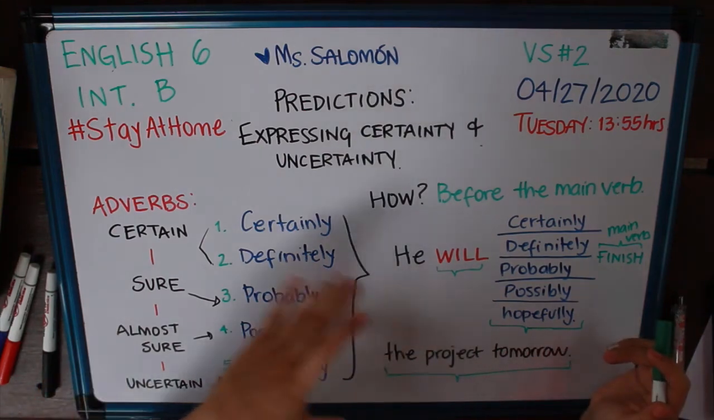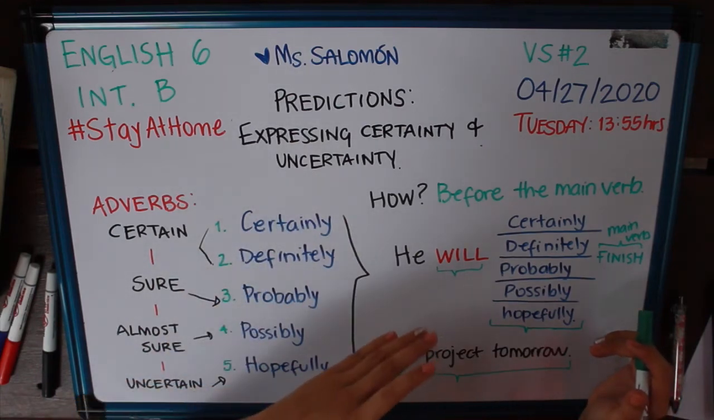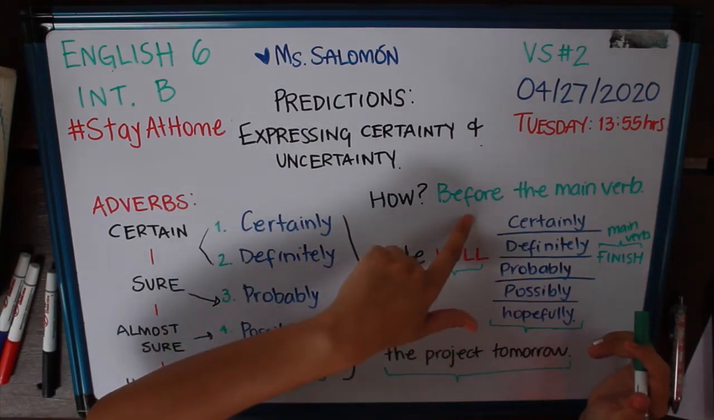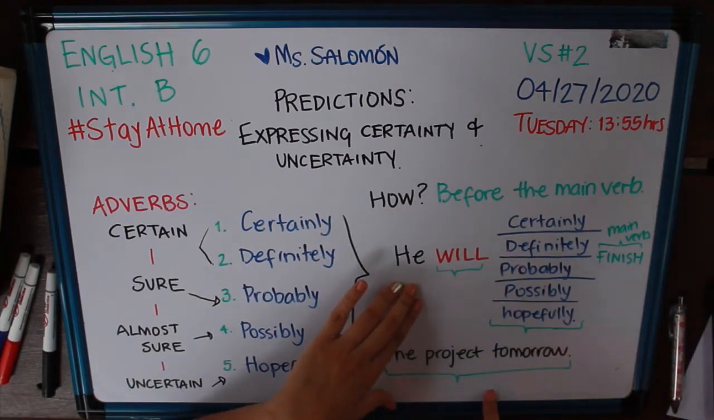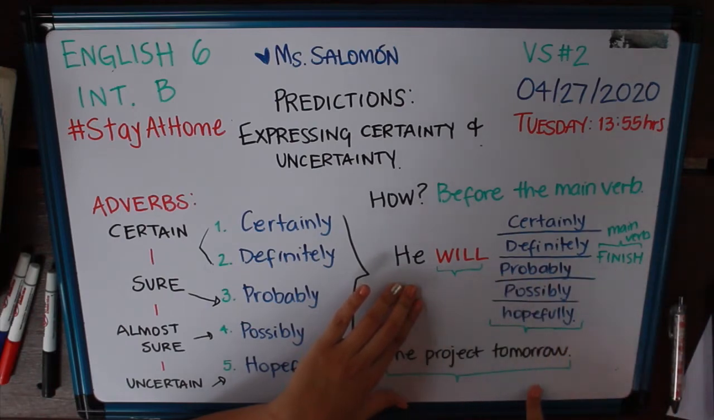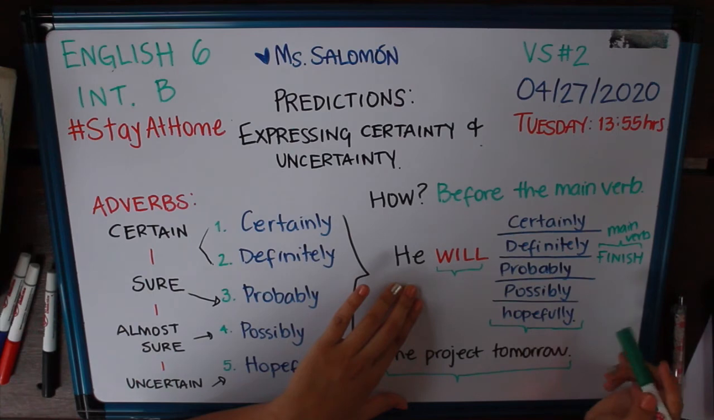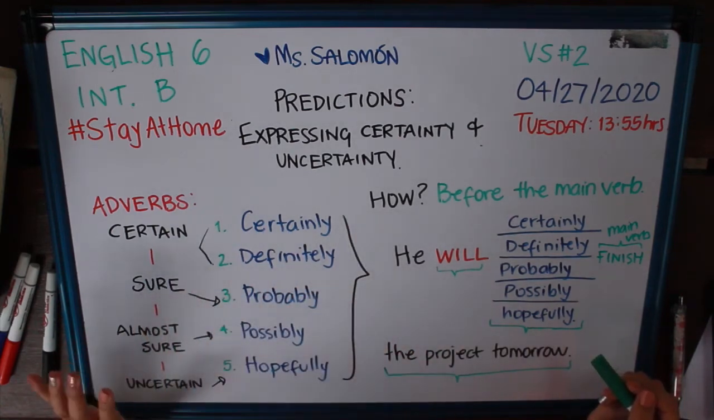Now, notice how, regardless of the adverb that you will be using, you will always use it before the main verb. He will certainly finish the project tomorrow. Or, he will definitely finish the project tomorrow. He will probably finish the project. He will possibly finish the project. Or he will hopefully finish the project. This is how we use the adverbs.